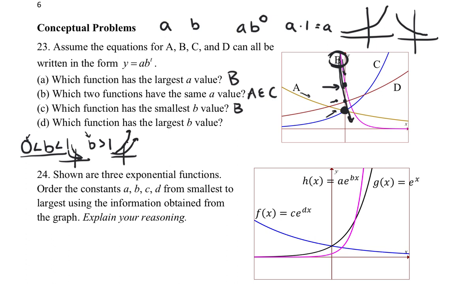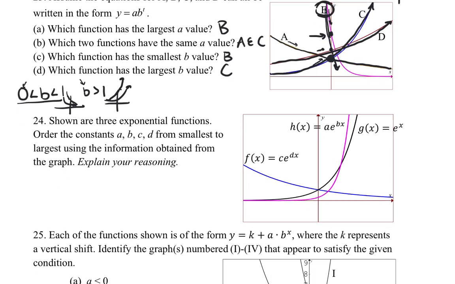Then it says which one's going to have the largest. If I look at the other values, this one is greater than 0 but less than 1, so probably not that one. This one, D, is growing, so it could be that one. But I see C here. C is growing even faster than D. So I know that it has a larger B value. So the answer to D is going to be C.